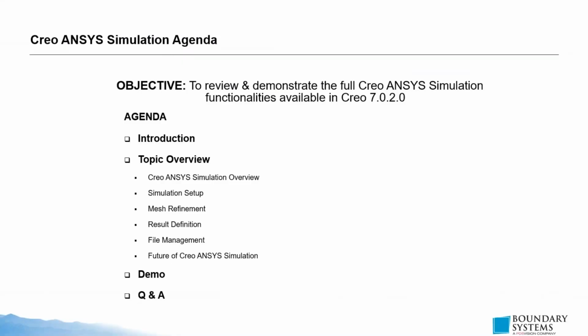So overall, we're going to show some of the fuller capabilities of Creo ANSYS Simulation. We're going to start with an overview, and then go into how simulation setups work, what kind of meshing tools we have, what kind of results definition is available to us. On top of that, we're also going to look at what files are generated by Creo ANSYS Simulation and how you manage those, as well as what the future of the software is, as it was very recently released. It was released in Creo 7.0.2.0, which came out in like October of last year. So it's still new software and has a lot coming to it.